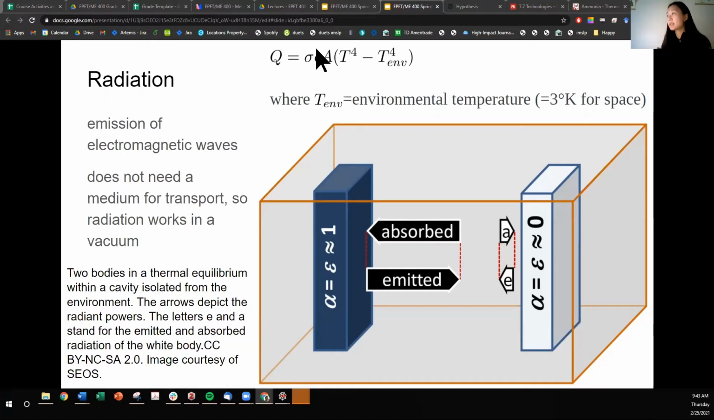E, or epsilon, is emissivity. A is your area. And then heat transfer scales with temperature to the fourth, where T is the temperature of your body and T environment is the temperature of the environment. You can assume that when you're in space, the black body radiation of outer space, deep space, is 3 Kelvin. Now, you just gotta make sure your units are consistent. If we were to do SI, then A would be meter squared and T would be in Kelvin.